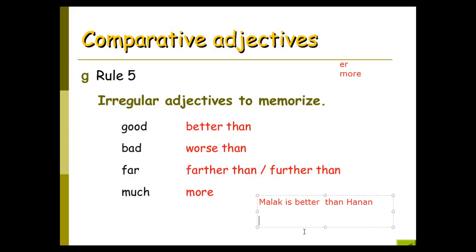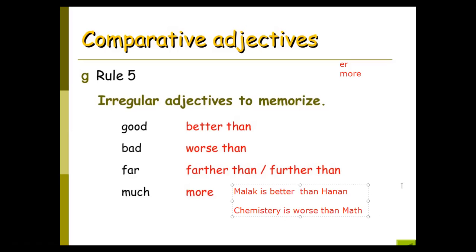Also I have bad. Would I say badder or more bad? No, of course not. Bad here is an irregular adjective, so it will change its face. So I will say, for example, chemistry is worse than math. I would say it like this, for example. All of these are examples, don't take anything for granted. Chemistry is worse than math. I will not say badder or more bad, because bad is an irregular adjective, it will change its face.